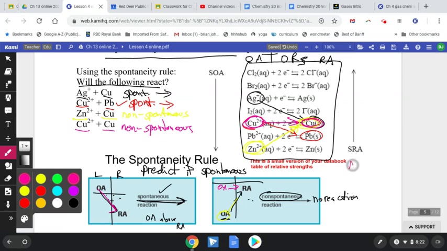Now it says in red, this is a small version of your data book. What? There's a table of relative strengths in your data book? You didn't tell us that. Okay, so I want you to pause the video, grab your data book, and flip to page number 7. Get ready to be shocked. Page 7.